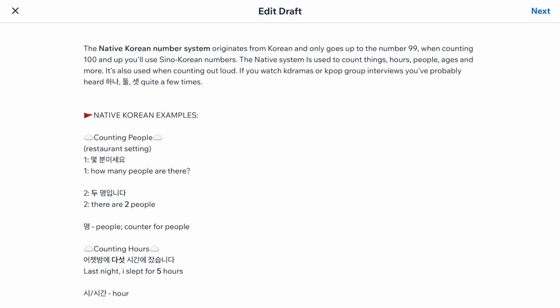But native system is usually just for counting things, I find. So counting amount of things in general, counting the hours, counting how many people, how many years old you are, so age, used when counting out loud often. If you're a fan of K-pop, or watch a lot of interviews with Korean groups, you probably hear them say 하나, 둘, 셋. Or if you see Korean people take a picture, they might say 하나, 둘, 셋. Just counting out loud. Often this number system gets used.